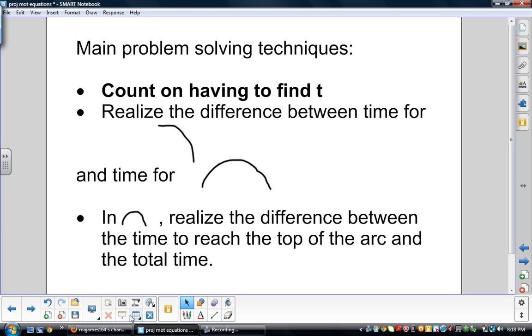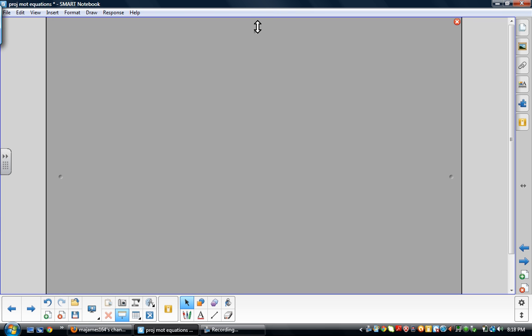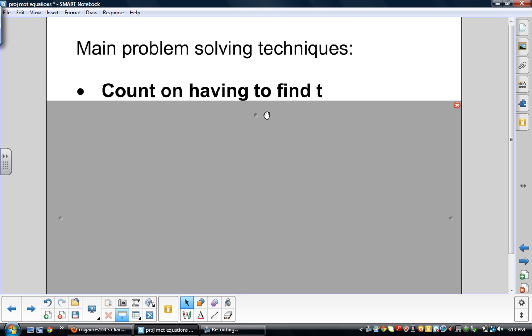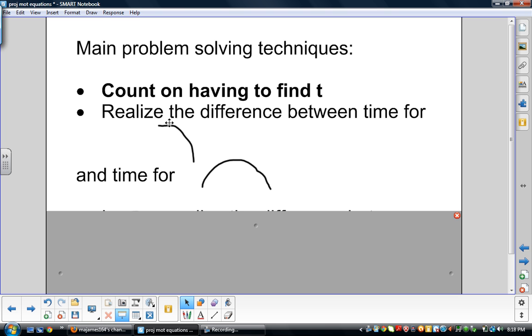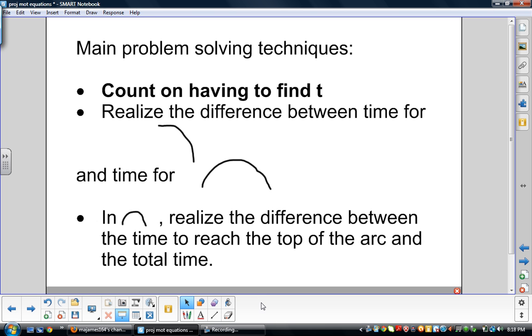Let's talk about some problem solving strategies. Count on having to find time. Somewhere in these problems you're probably going to have to find time. That's all there is to it. Realize the difference again between time for this type of problem and this type of problem. And when you solve this kind of problem, make sure you know if you're solving for the time for half of the problem or the time for the entire problem.